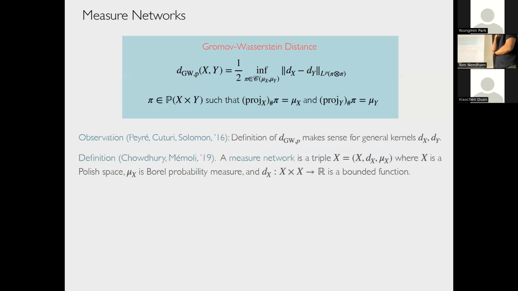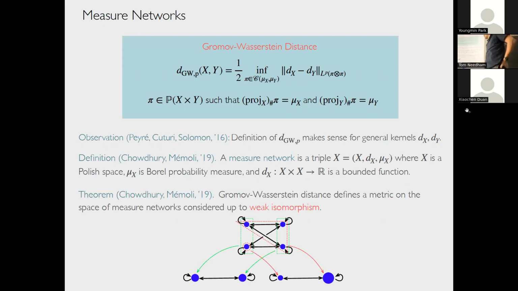Okay, so that observation was formalized mathematically by Chowdhury and Mémoli a little bit later, and they basically generalized the whole Gromov-Wasserstein framework, where they allowed the dx function to be any bounded function. Then they showed that this still has nice properties, so it's still a metric, but up to some notion of isomorphism, which is a little bit weaker than what we have under the constraint that these are metrics. I won't go into the details here, but it's a metric up to weak isomorphism.